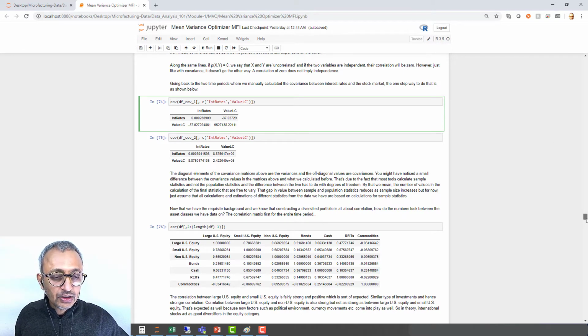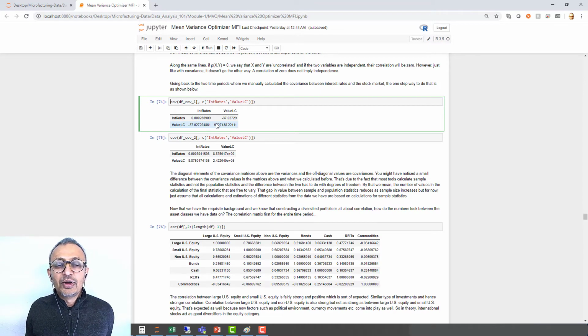So you can directly calculate covariance. As you can see, between interest rates and the value of your portfolio, the diagonals are the variance terms, and the off-diagonals are the covariance terms. Of course, the off-diagonal, which is -37, is the same in both places. It has to be exactly the same, because the covariance between interest rates and the value of your portfolio doesn't change depending upon where you put it on the matrix.